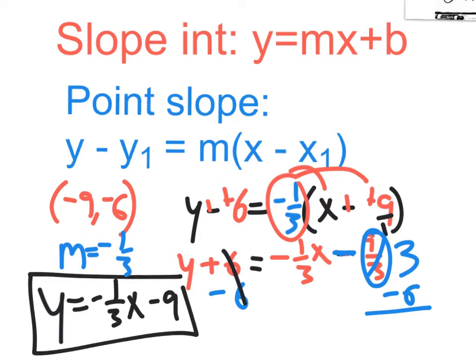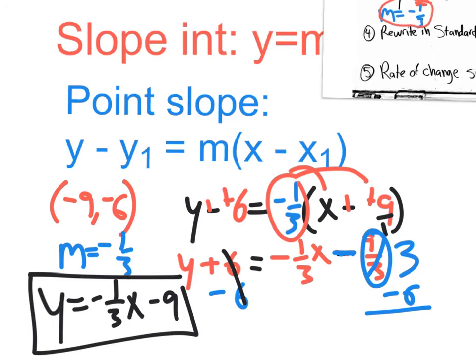Ladies and gentlemen, that's your slope-intercept form equation that satisfies the info on question number 3: it passes through negative 9, negative 6, and is perpendicular to y equals 3x plus 6. So that's your answer for number 3.